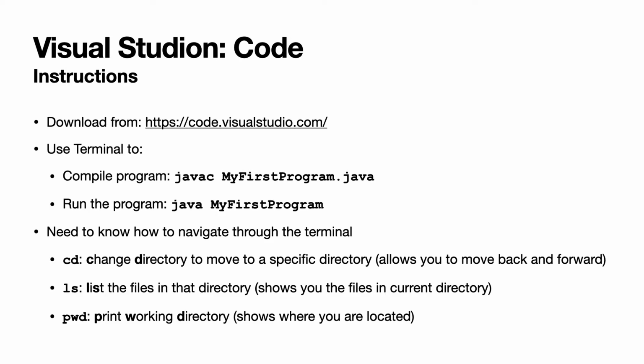Now, this is what I was mentioning in the previous slide. When you are running this through Visual Studio, you have a small console. It's called the terminal, and that's what allows you to move back and forward through the entire directory. So I'm just listing here three different commands that will allow you to move back and forward, list files, and make sure you know where you're located. That's the last one, pwd.